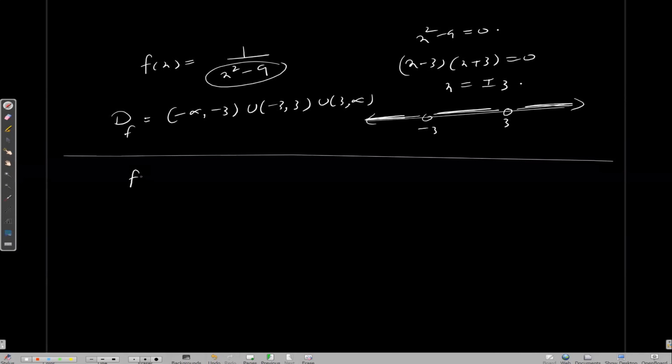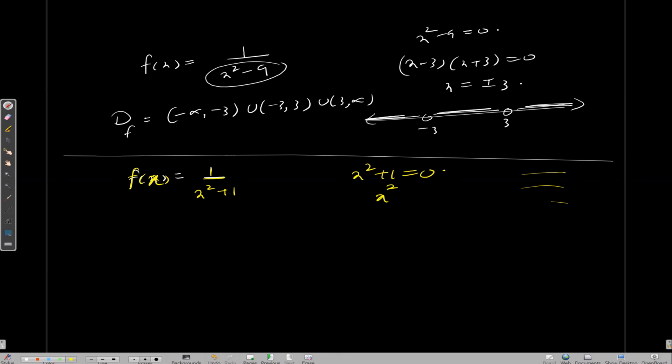And some tricky examples. How about this? f of x equals 1 over x squared plus 1. Now this is a rational function. So again the same thing: x squared plus 1 equals 0. Quadratic equation. Remember, a quadratic equation has three cases. It can have two roots, one root or no root.